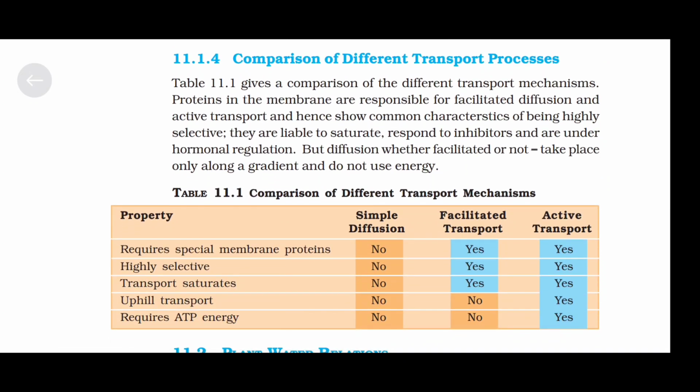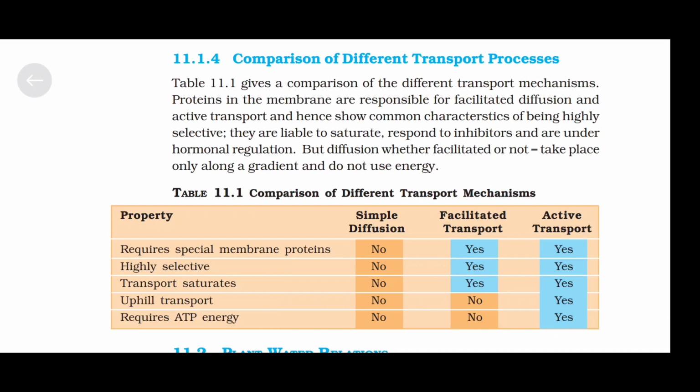Comparison of different transport processes. Table 11.1 gives a comparison of different transport mechanisms. Proteins in the membrane are responsible for facilitated diffusion and active transport, and hence show the common characteristic of being highly selective. They are liable to saturate, respond to inhibitors, and are under hormonal regulation. But diffusion, whether facilitated or not, takes place along a gradient and does not use energy.